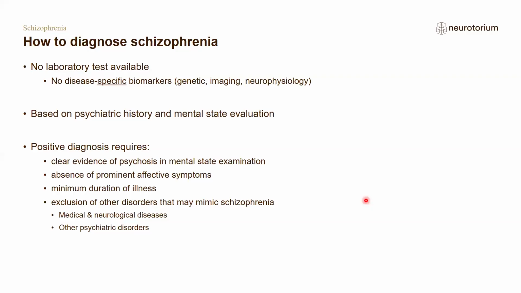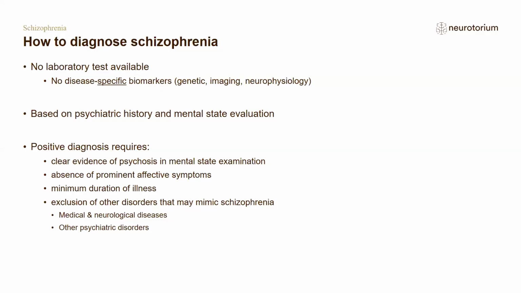So I'll start right off by saying schizophrenia, ladies and gentlemen, has no single laboratory test. There are no specific biomarkers in blood work, imaging, or genetics that can actually confirm it. And the diagnosis, therefore, is clinical. It relies on a detailed psychiatric history and a careful mental state examination. And a positive diagnosis requires clear evidence of psychosis, such as hallucinations, delusions, disorganized speech or thought.